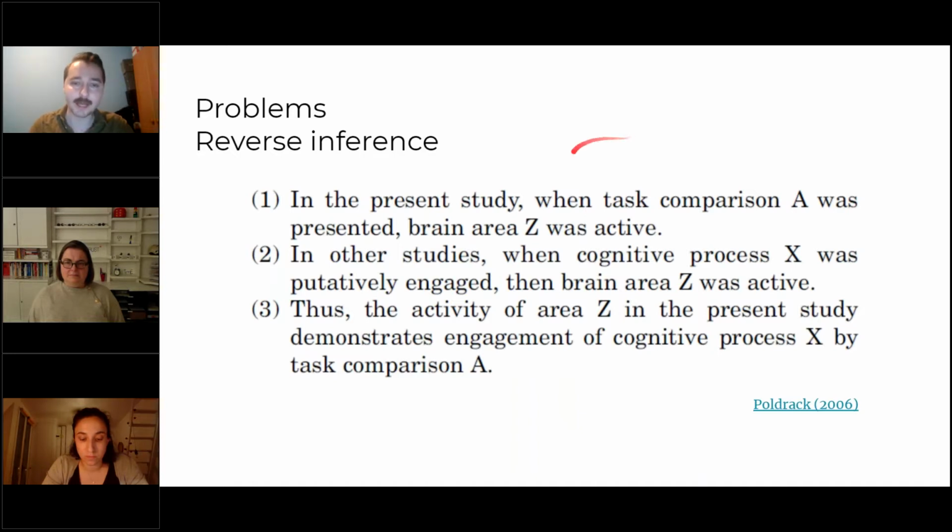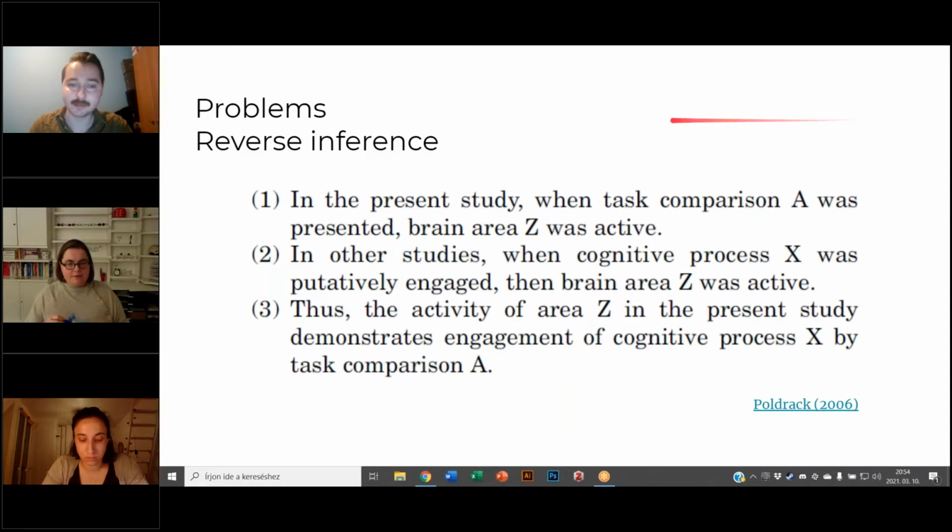So imagine that I give you this reasoning. In the present study, when task comparison A was presented, brain area Z was active. In other studies, when cognitive process X was engaged, then brain area Z was active. Thus, the activity of brain area Z in this study demonstrates the engagement of cognitive process X.